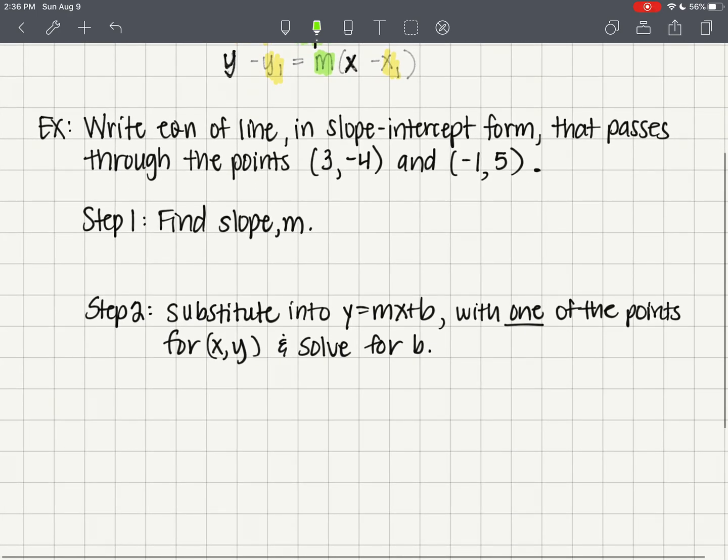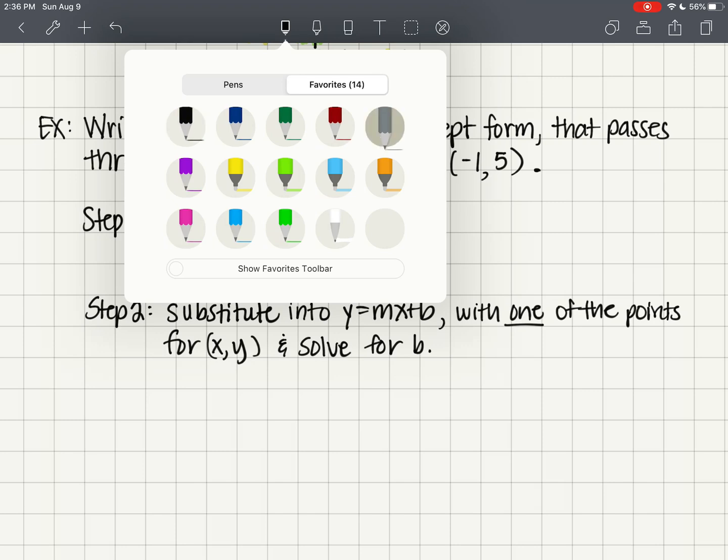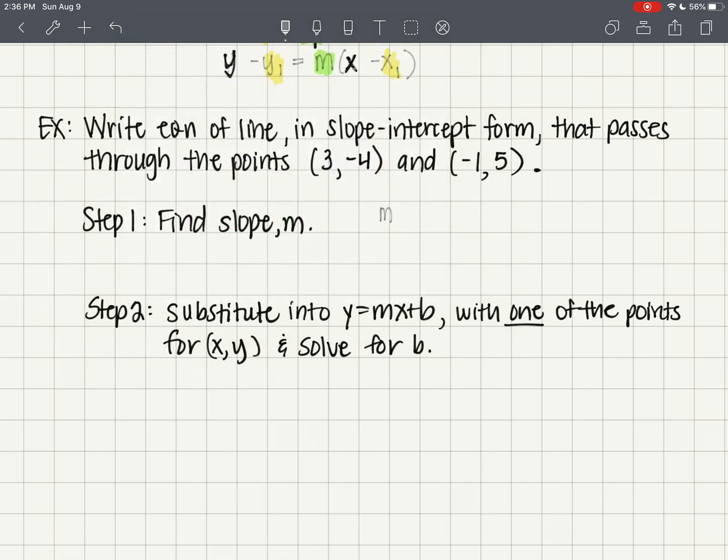Write the equation of the line in slope-intercept form that passes through the points (3, -4) and (-1, 5). Our first step is to find the slope. So I'm going to use my slope formula. Now it helps me if I rewrite my ordered pairs vertically. Then I can line up my x's and my y's without moving left and right and pulling the wrong number. So I can either choose -4 minus 5, or I can choose 5 minus -4. I'm going to choose -4 minus 5.